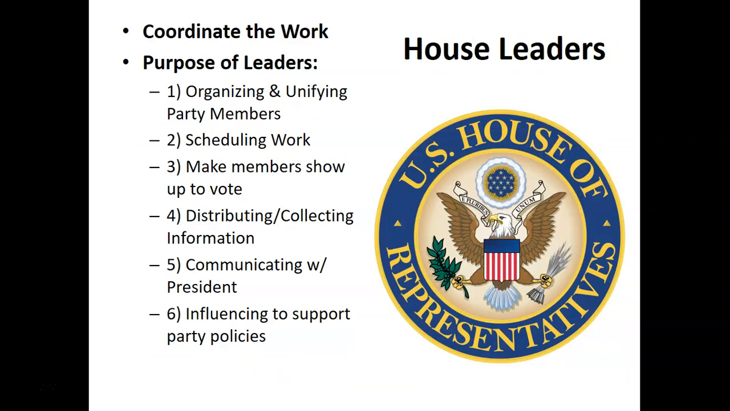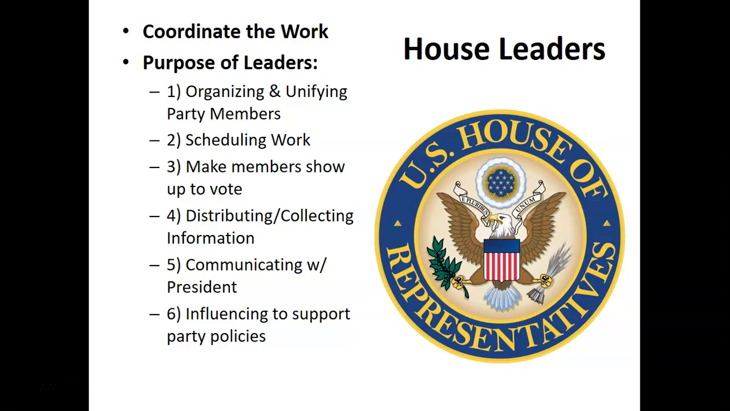Now, House leaders, they do a lot, and there's a number of them. They coordinate work. That's a big job they have. But the other purposes, as you can see on the screen, is they organize and unify their party as much as possible. They try to schedule work as much as possible, or delegate that out to their staff or other junior members of the House of Representatives so that they can work things through much more easily.